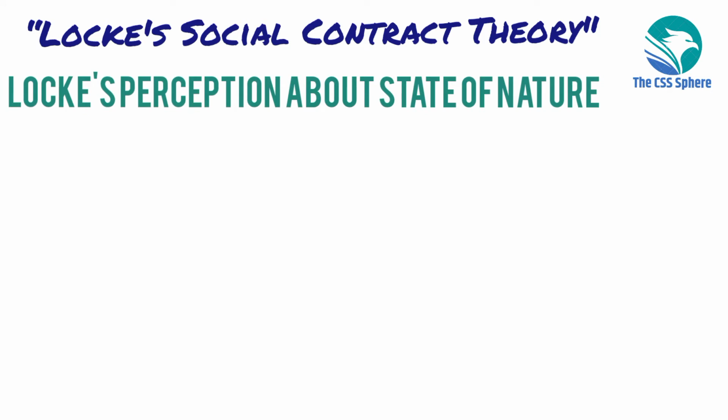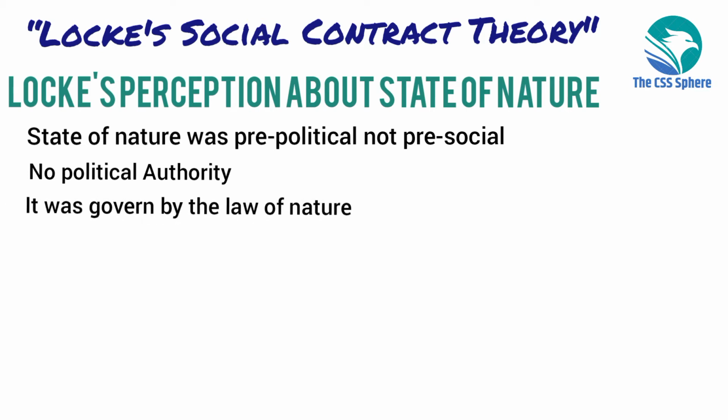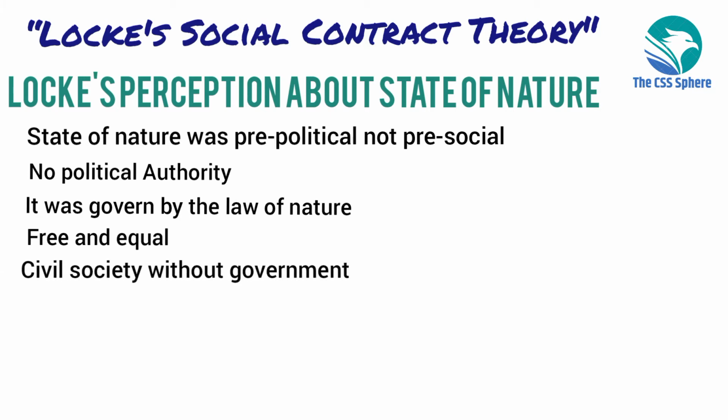Locke's perception about the state of nature. According to Locke, the state of nature was a pre-political but not pre-social stage. There was no political authority. The state of nature was governed by the law of nature, which was based on reason. In the state of nature, people were free and equal. They were all equal in personal liberty. Locke's state of nature was very much like a civil society without a government.